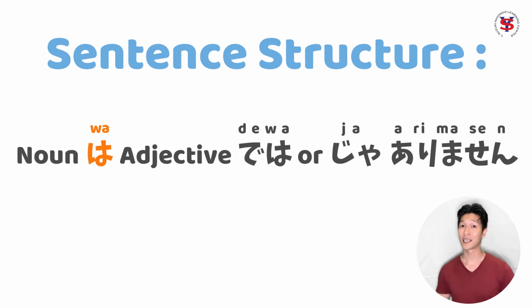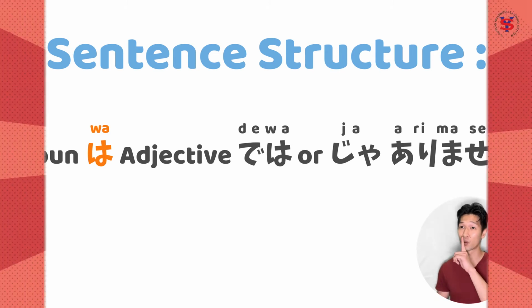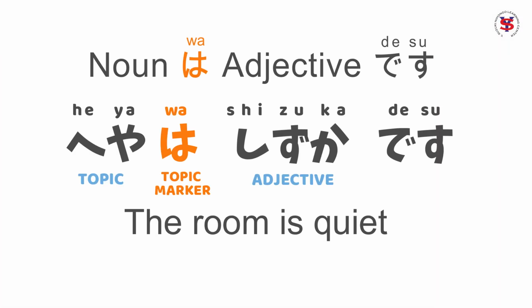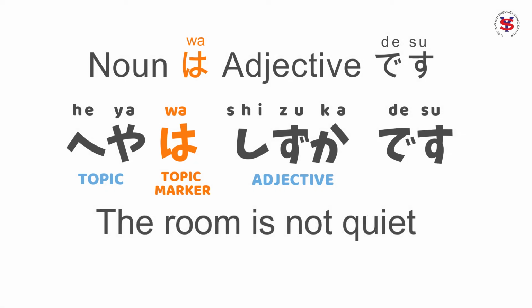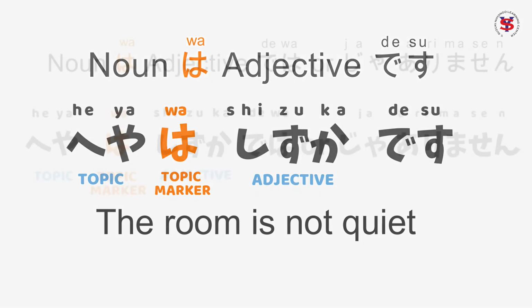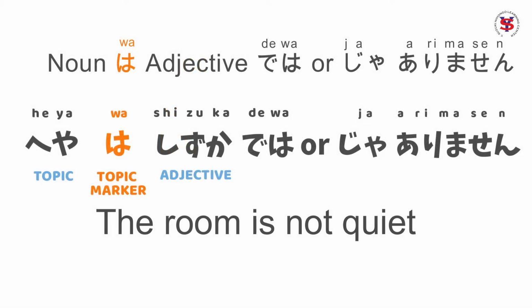Gamitin natin ulit ang example natin kanina na this room is quiet. So that is heya wa shizuka desu. For this next part, we will turn our phrase into the negative tense. So, for example, the room is quiet will turn into the room is not quiet. So for the na adjectives, we will have to remove the na ending, then add dewa or ja arimasen.